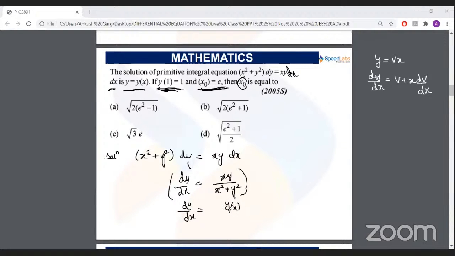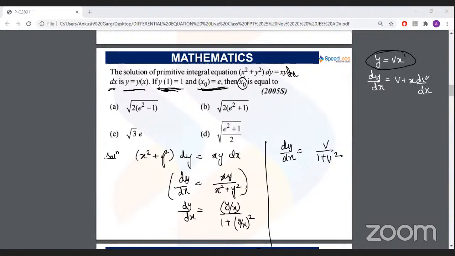So this will become (y/x) divided by (1 + (y/x)²), right? If you take x² common from the denominator, this will become 1 + (y/x)², and that x² you divided in the numerator, so x will get cancelled and you will get 1 and y/x. Now y/x, can you put it as equal to v? So this will become dy/dx equal to v upon 1 + v².